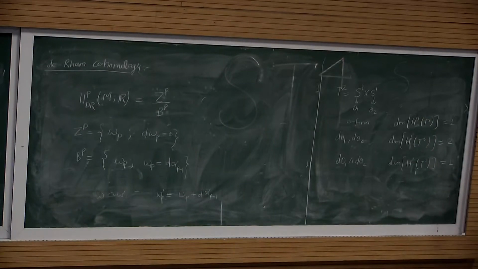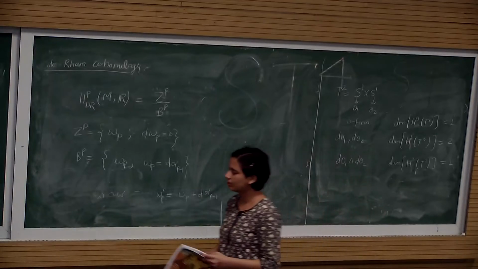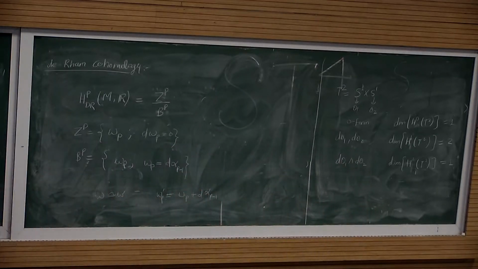Can I ask? Yes. How exactly did you compute them? I didn't quite follow the H0, H1, H2. Okay. So H0 is like if you take 0 cycles, which will be, cycle here is in the definition, all the chains which don't have a boundary. Okay, okay. So it's just points on any manifold for 0.